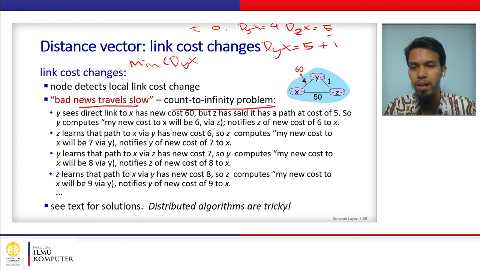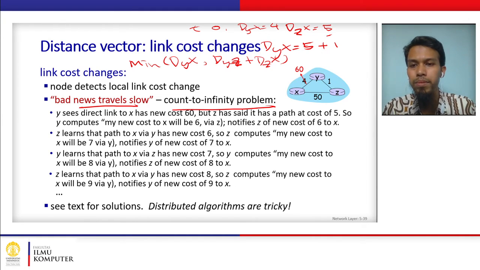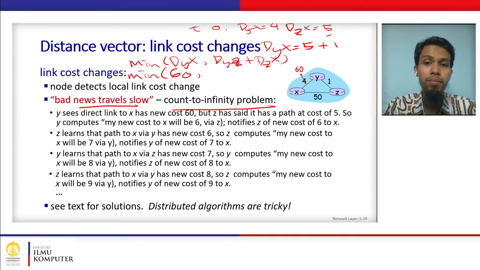Okay, and this is the direct path, d_yz plus d_zx. Okay, so if I'm taking the direct path, it becomes 60. But if I'm taking this path through z, then I know that the cost of the path to z is 1 plus 5.